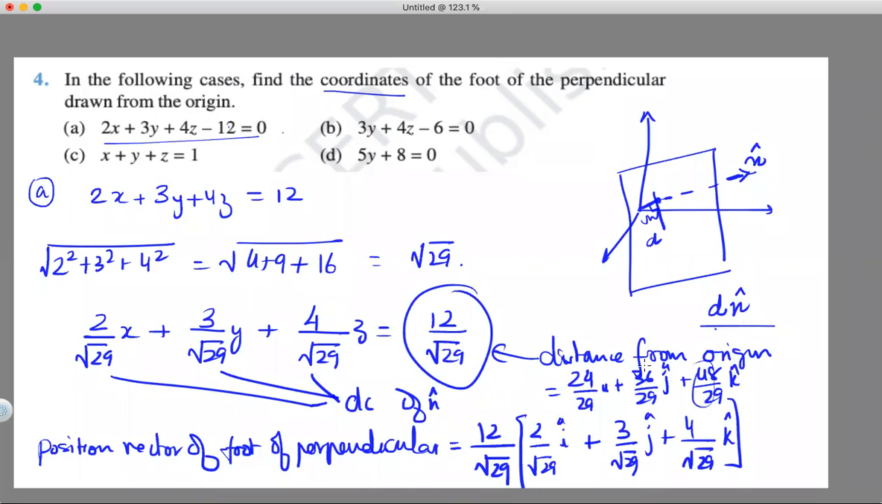So these are the coordinates, right? Because this is the position vector, these are the coordinates. So the answer we will write as 24 by 29, 36 by 29, and 48 by 29. These are the coordinates. Understood?